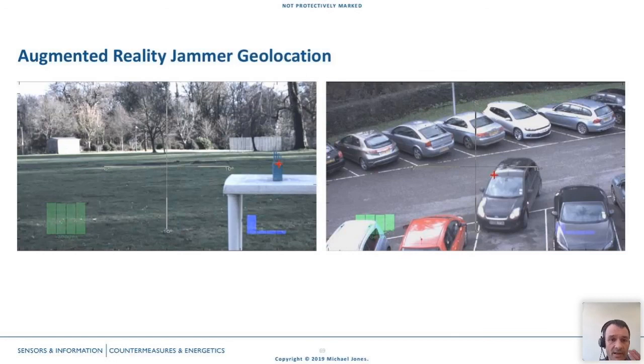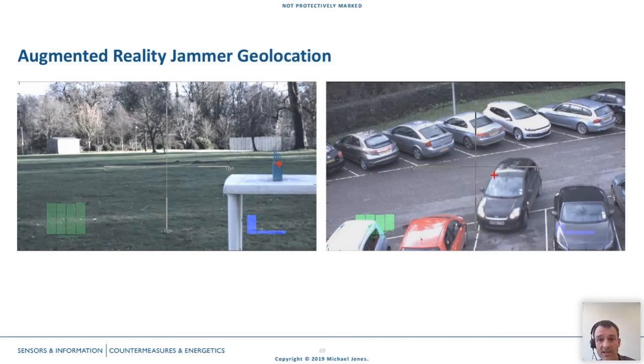So what I'm showing in this case, on the left-hand picture, we've got a GNSS jammer that is standing on a table. So that little blue jammer standing on a table there. And from the sensor that this person is holding, they're doing angle of arrival techniques and getting a line of bearing to that jammer. And then we're just combining that with a video camera in live real time and overlaying a red crosshair onto that. As the person moves this camera around, we can geolocate and see where that jammer is in real time.